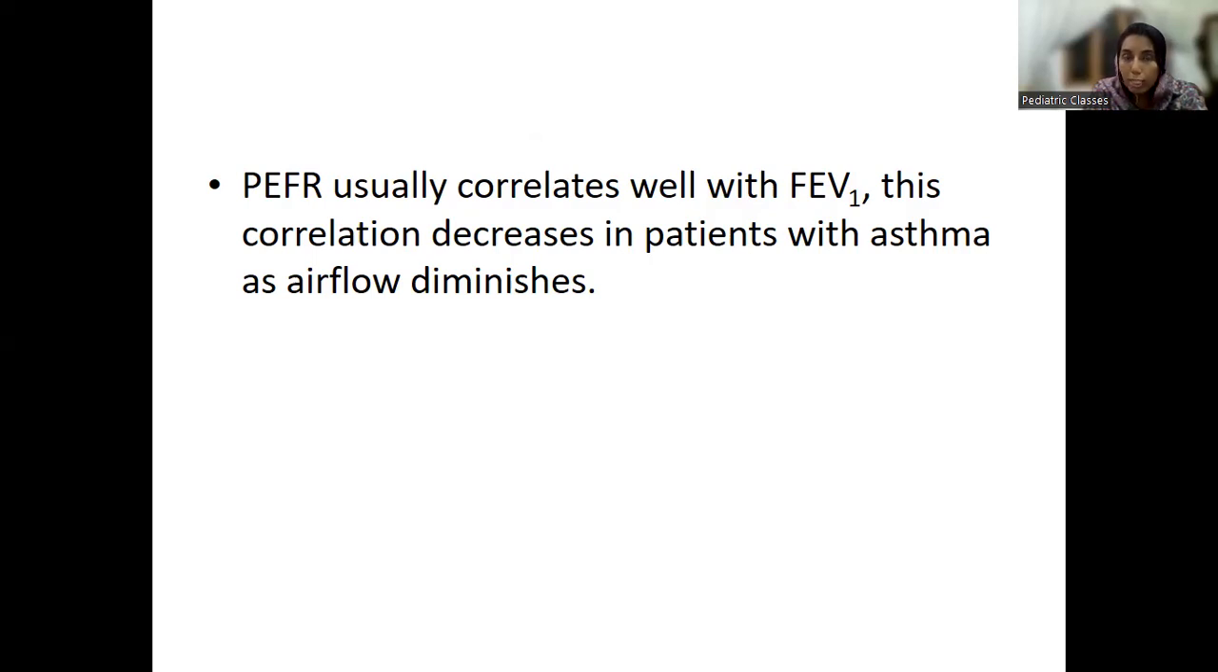About this FEV1, we will discuss in detail in another video. Please note that both will help in the diagnosis and treatment of asthma. The better of the two, if you ask me, is actually FEV1. But PEFR correlates very well with FEV1, although this correlation decreases in patients with asthma as the airflow diminishes.